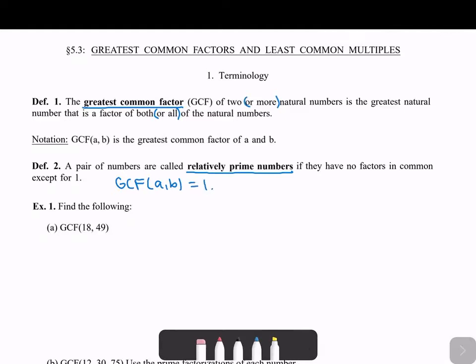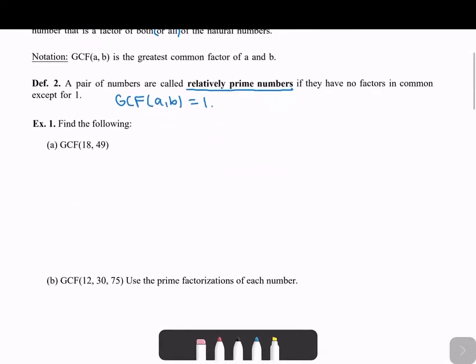Okay, so we want to find these greatest common factors. The book lists some different ways to do it, so definitely go through and look at that. We're not going to talk about those algorithms specifically. We're just going to go through and do it. So the first one is we want to find the GCF of 18 and 49. The way that I typically do this is just listing the factors if the numbers are small enough. So I want to go through and list the factors. What are the factors of 18?